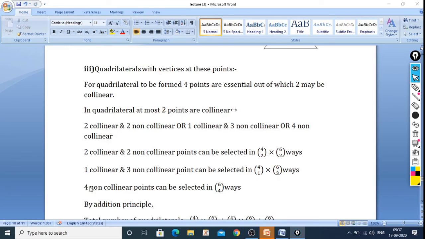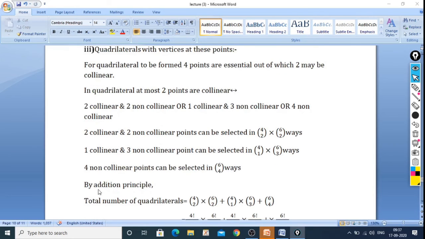And the third case, that is 4 non-collinear points, can be selected from the 6 non-collinear points in 6C4 ways. Now here is OR, so by the addition principle, the total number of quadrilaterals is equal to 4C2 into 6C2 plus 4C1 into 6C3 plus 6C4 ways.